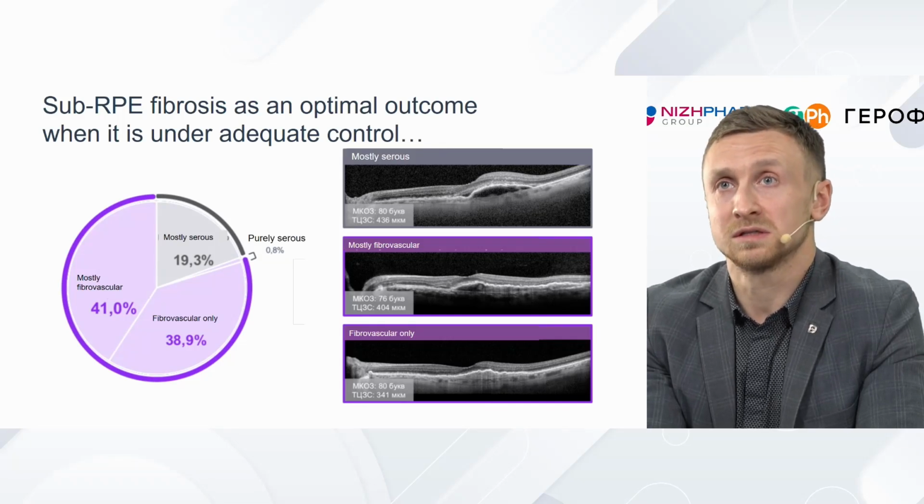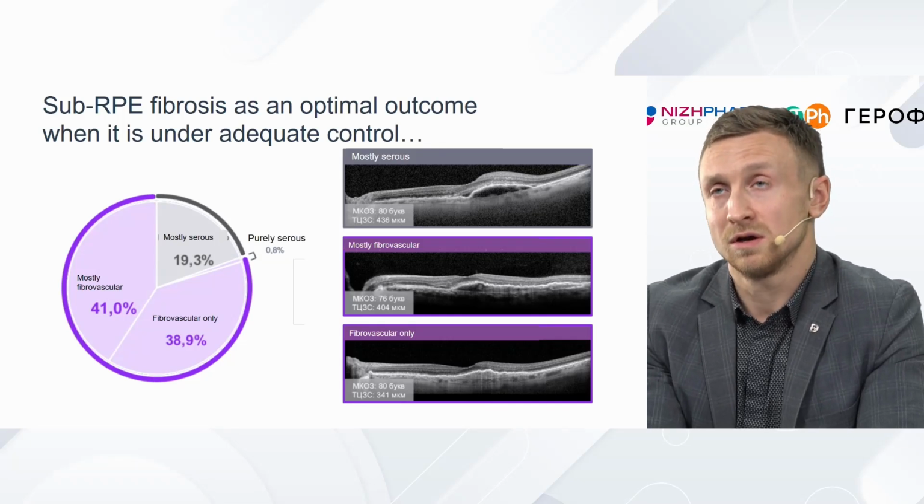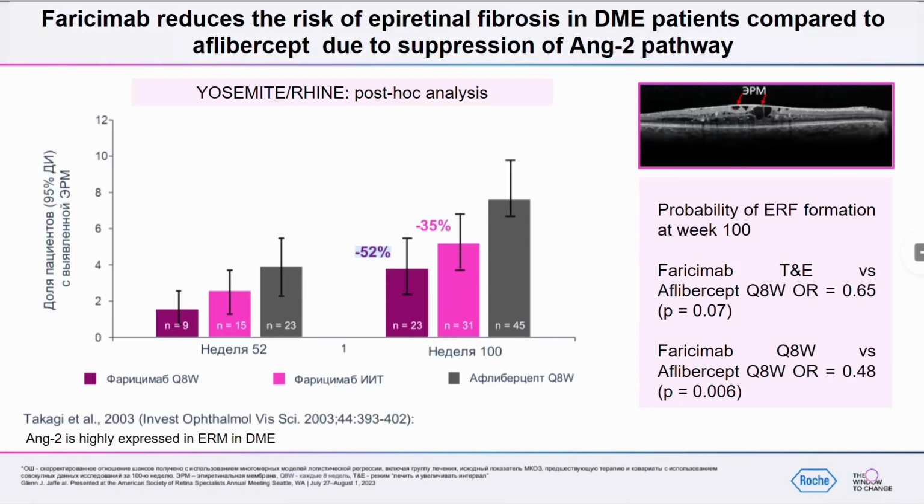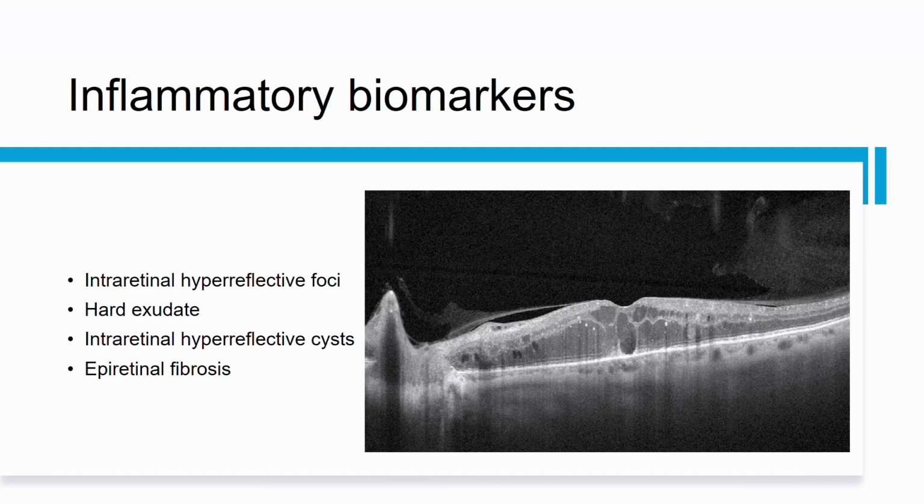Exactly due to this fibrovascular detachment, which is seen frequently among patients with neovascular AMD, and it's important. It's important to have some tool in our hands that is working in the fibrotic vector and is able to control the development of all this fibrovascular detachment and to seize the uncontrollable proliferation. And by the way, another example of how the signaling pathway of angiopoietin 2 allows to control fibrotic proliferation is shown here. These are patients with diabetic macular edema, where faricimab reduces the risk of epiretinal fibrosis.